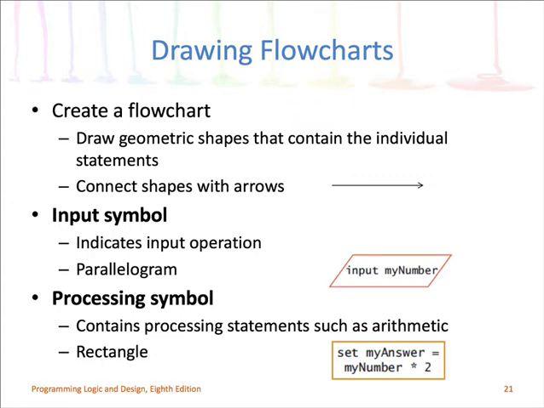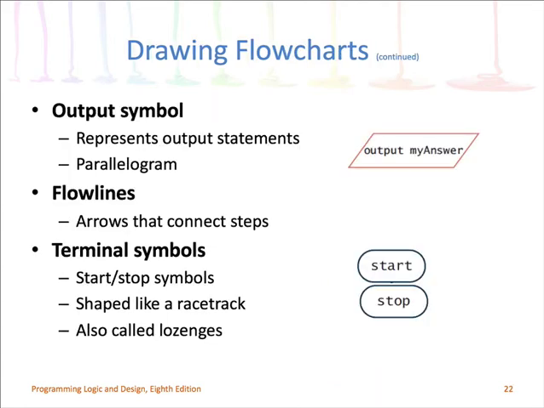Flowchart is basically a picture. They say connect shapes with arrows. Most people are going to say that represents the flow of logic through the program. If you're going to input something, it's in a parallelogram. If you're going to process or manipulate data, that appears in a rectangle. So here they say set my answer equal to my number times 2. So you're basically telling what processing or what calculation should be taking place. If you need to output something, you would do that in a parallelogram as well with the keyword output, in this case, output my answer.